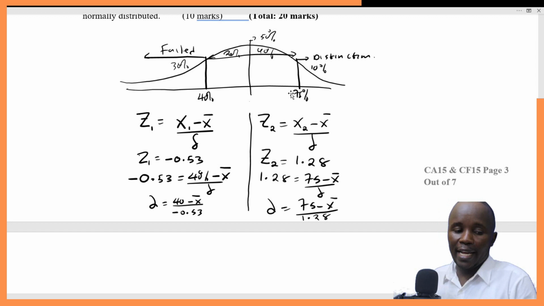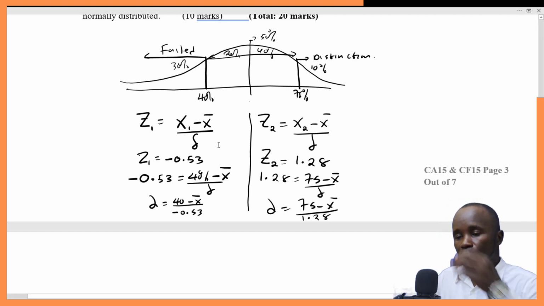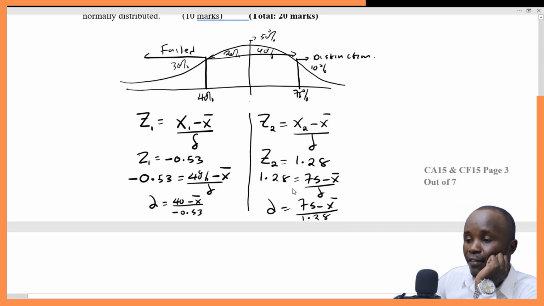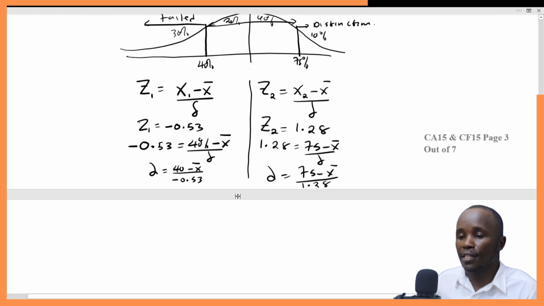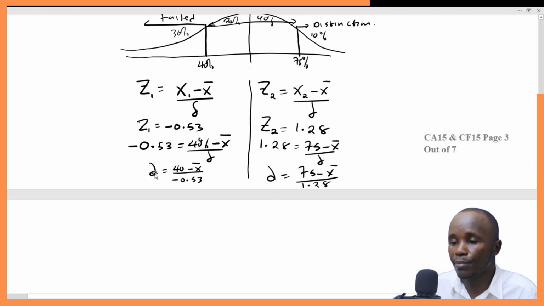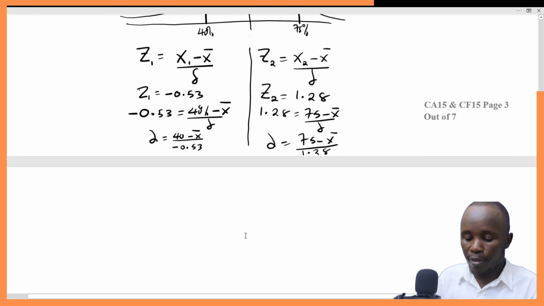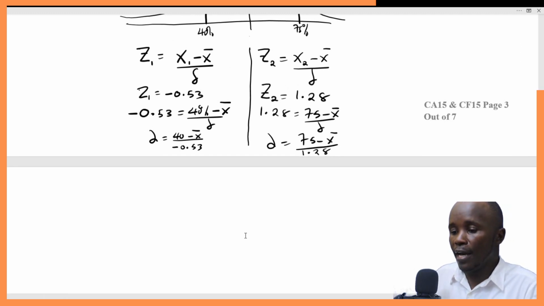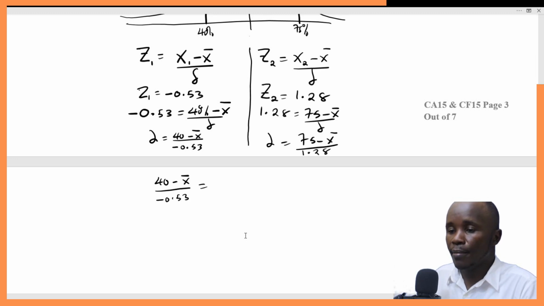So our task in this question is to look for the standard deviation and also the mean. How do we look for this? Remember, I've made standard deviation the subject of the formula in both. All of them are representing standard deviation. Therefore, I can equate what is outside the equation sign. So I say 40 minus mean divided by negative 0.53 should be the same as 75 minus the mean divided by 1.28. How do you proceed with this one?